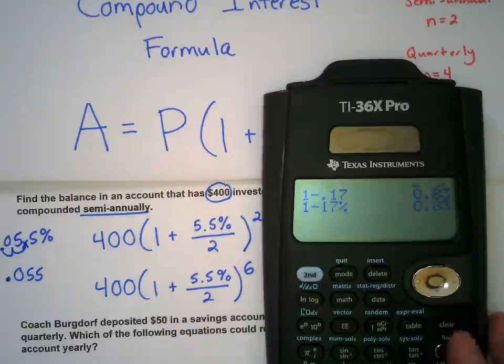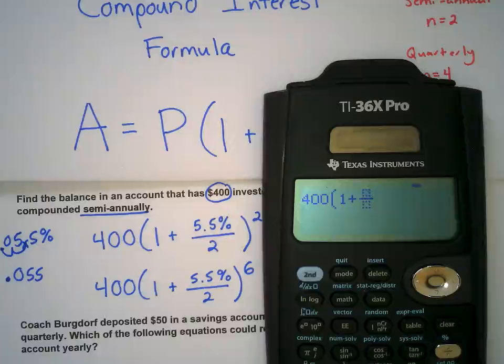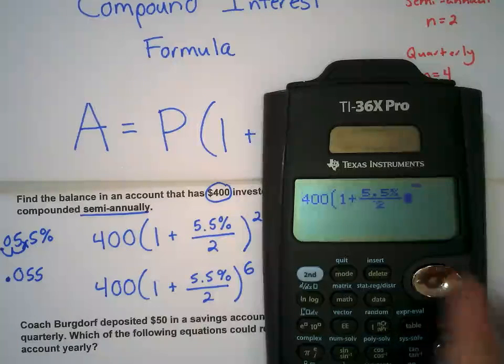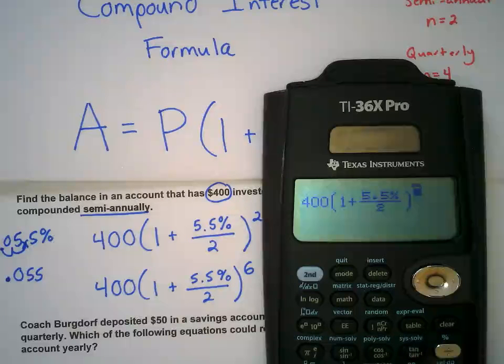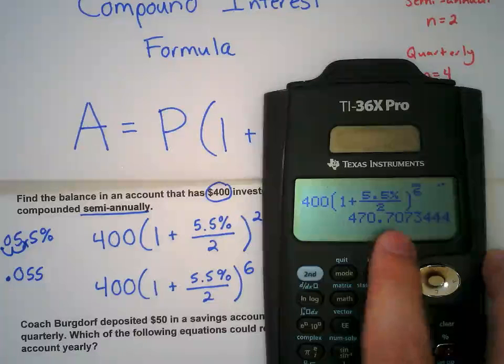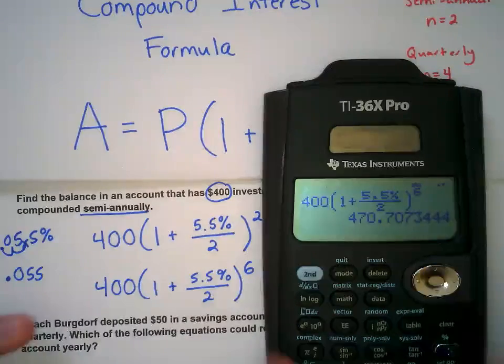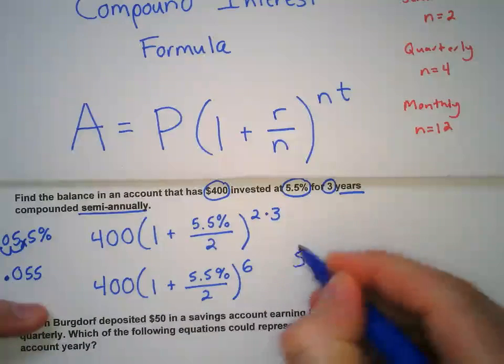So we're going to plug this in. 400 parentheses 1 plus 5.5% over 2 in parentheses raised to the 6th power. It's exactly what it says right here. We'll just plug it in exactly the way it says. Press enter, and you get 470, and looks like 70. That 7 is going to round that 0 up to a 1. So $470.71.